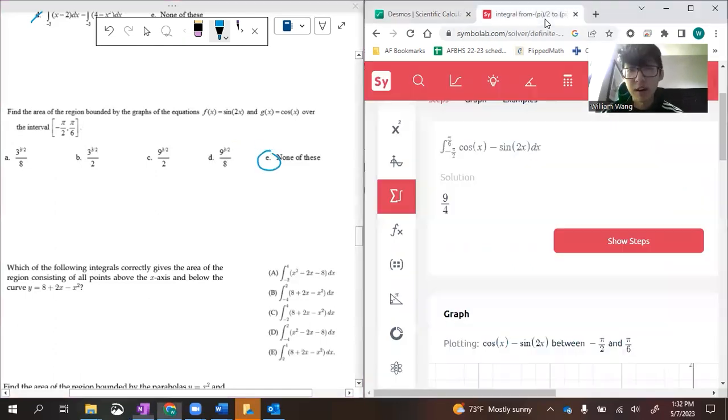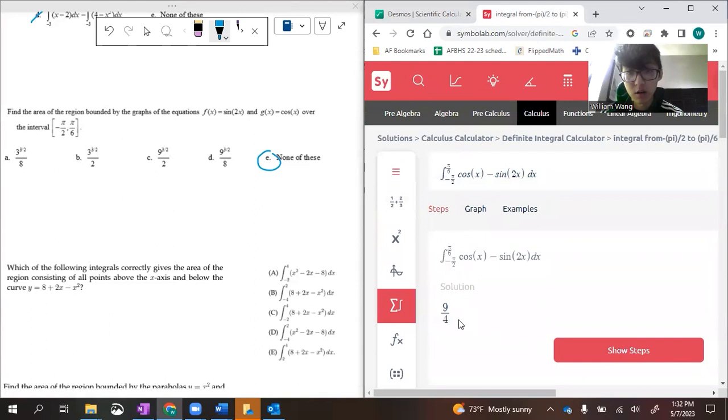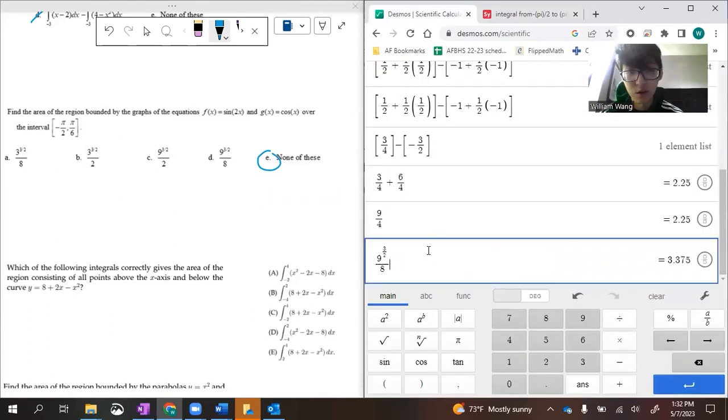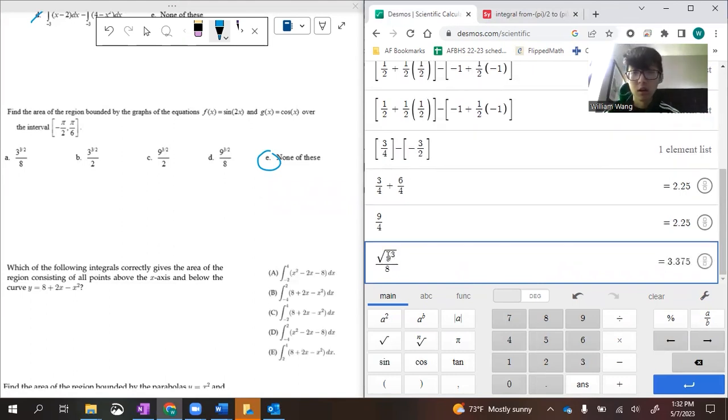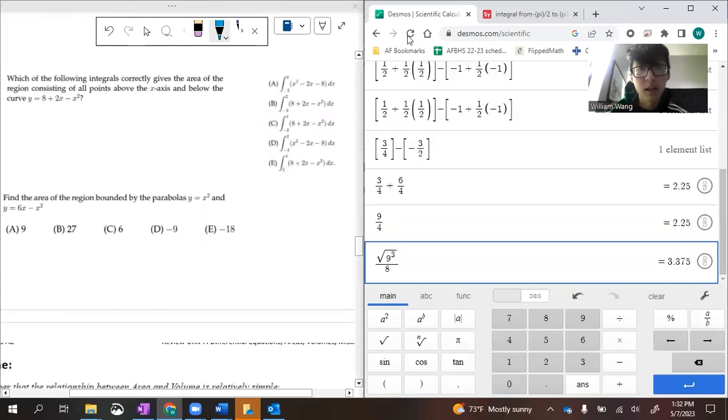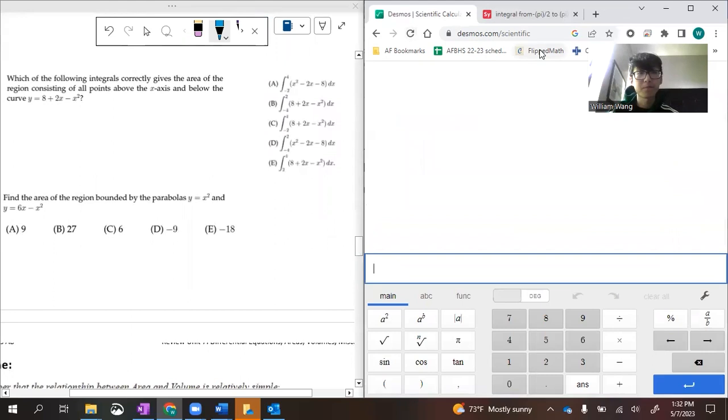And I did verify this with the integral right here. My solution is 9 over 4. Sort of a weird question in terms of the answer choices, but hopefully you understand how to do it. If you're curious about when writing like this, how do I turn it into an actual answer? Remember, this can be rewritten as the square root of 9 cubed. Right, so it's 3.375. Same thing. Okay, next question.